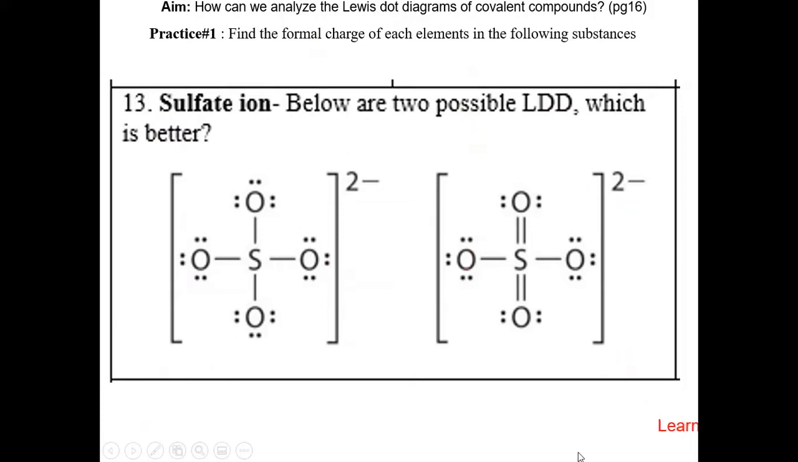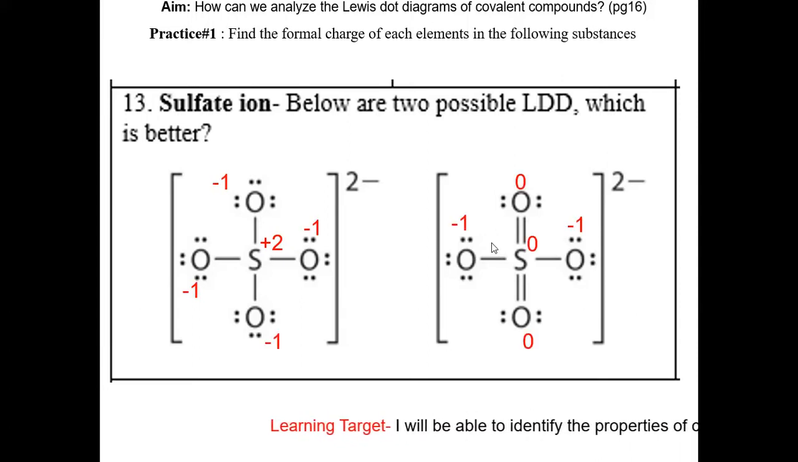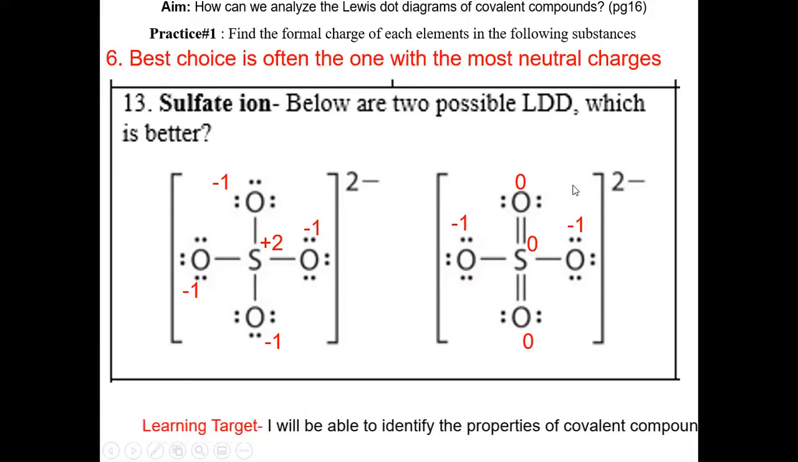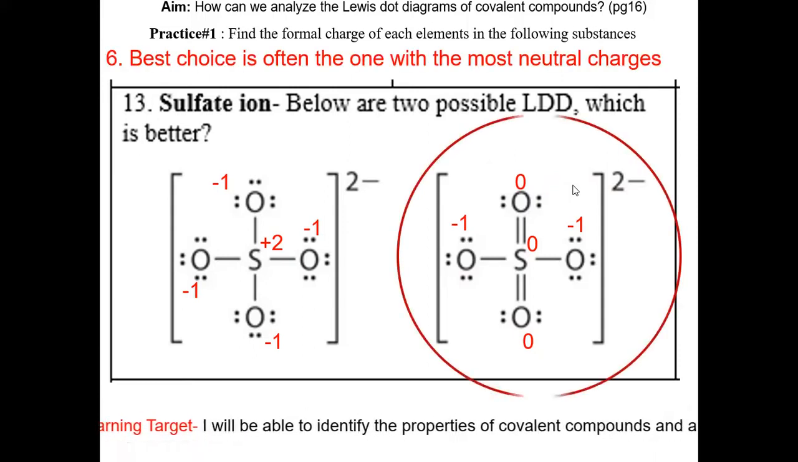For number 13, here we have two resonance structures of the sulfate ion. Which is a better Lewis dot diagram? To figure this out, we must first indicate the formal charge of each atom. Notice that the second one has more neutral formal charges. Therefore, it is the better one.